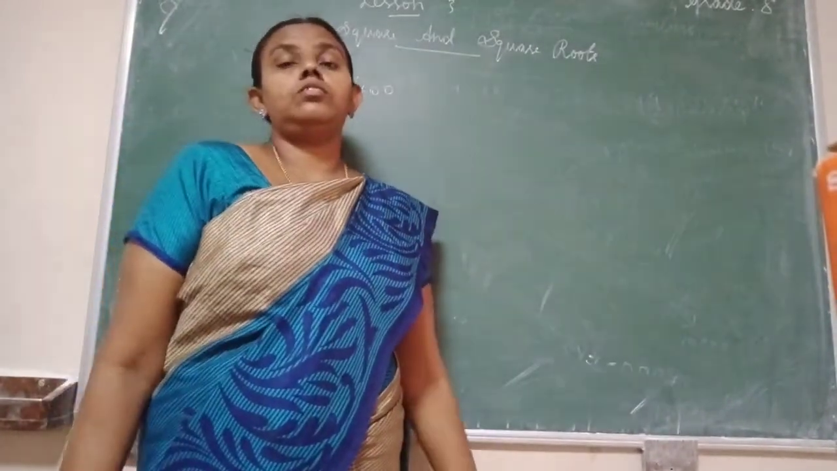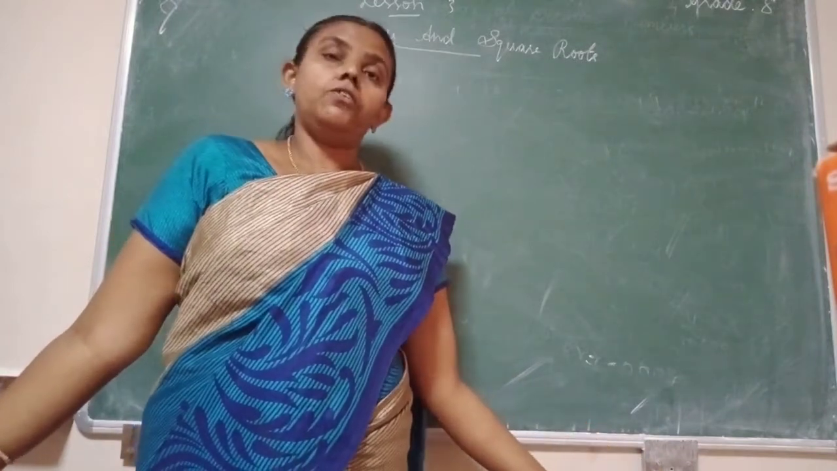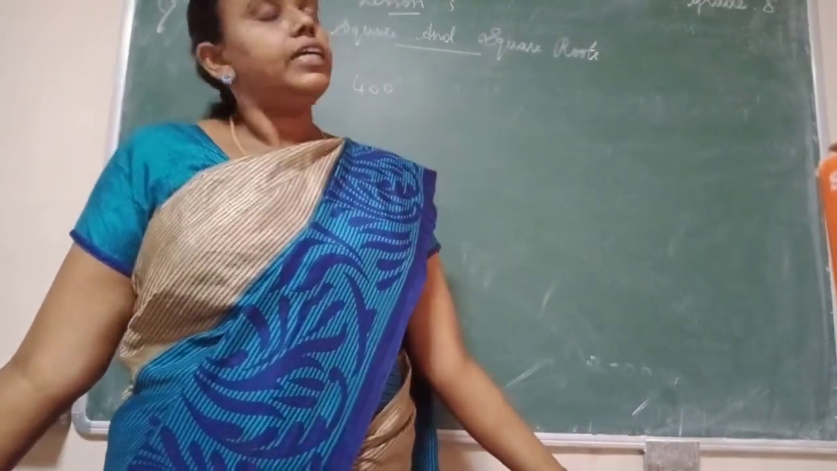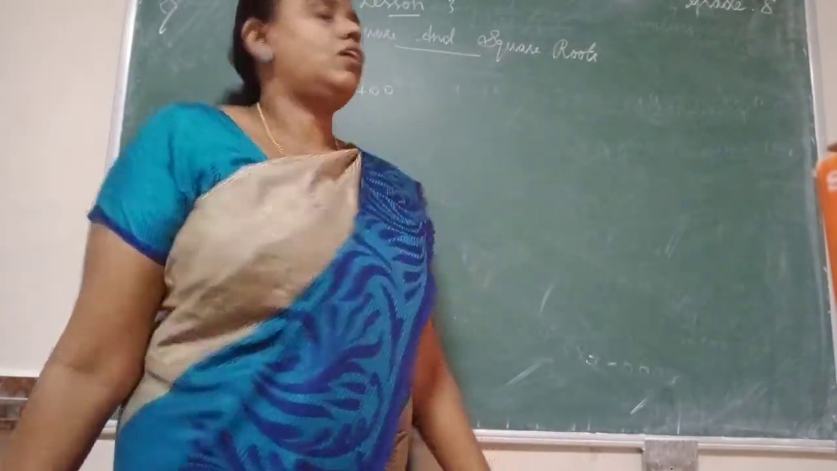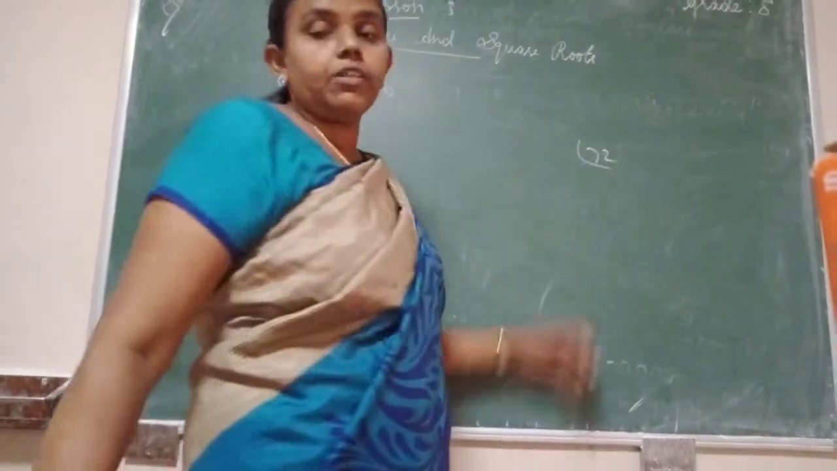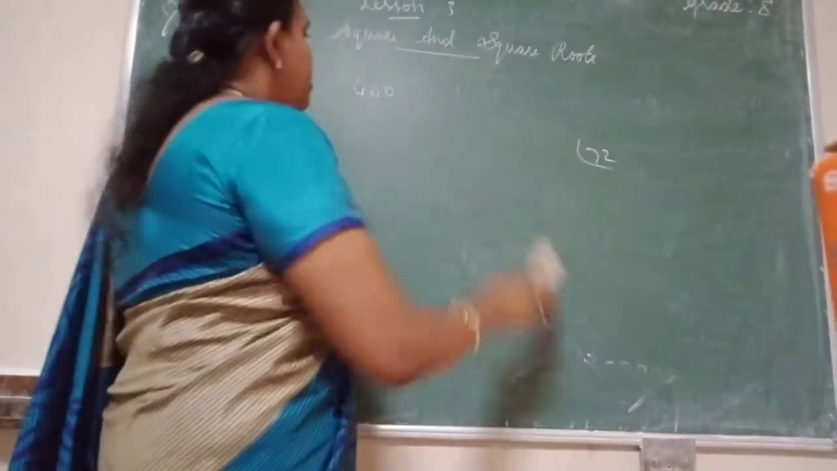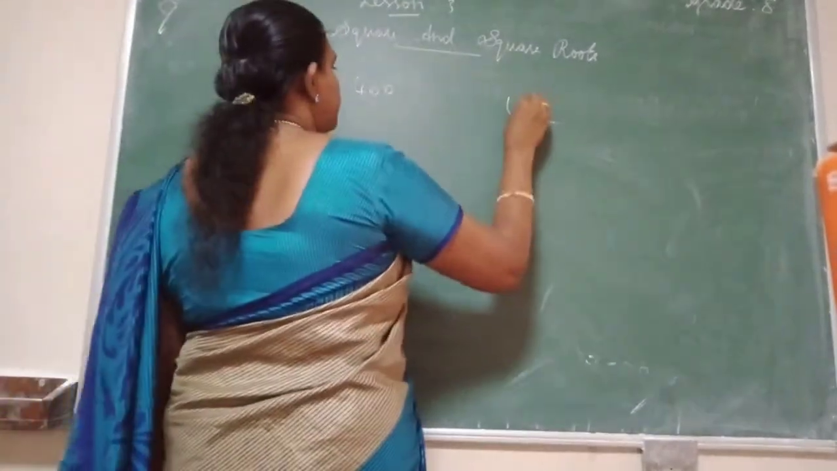How do I know? 25: at once I will say 5 fives are 25. 64: whether 64 is a perfect square? Yes, I say 8 eights are 64. 72: I don't know. What will I do? I will just use the prime factorization method. So our question is to find out whether 400 is a perfect square.